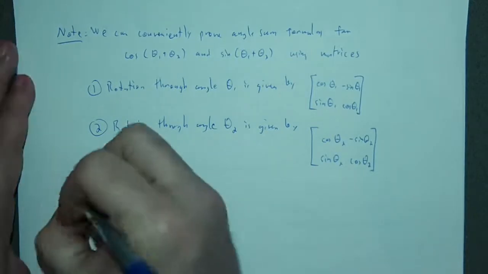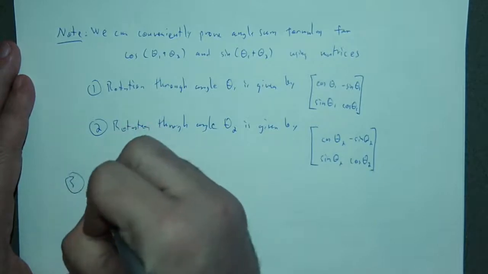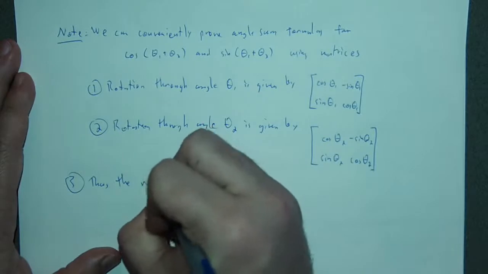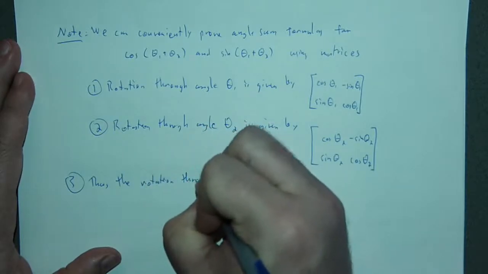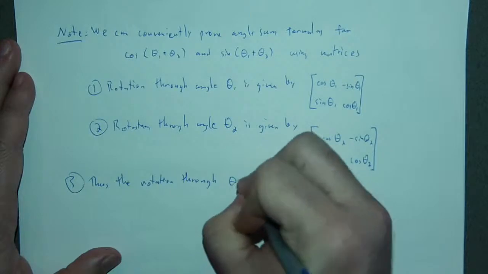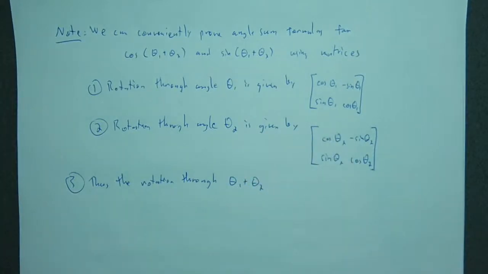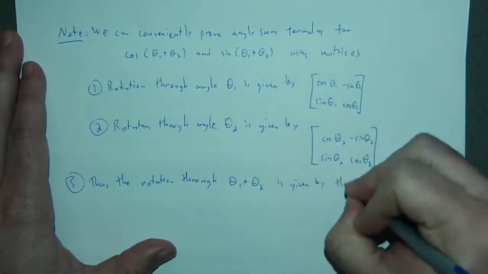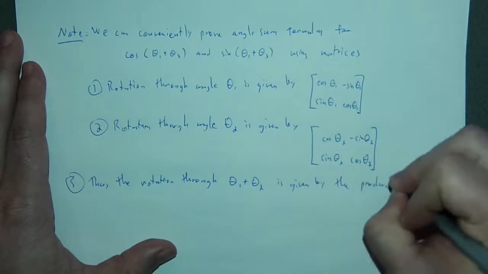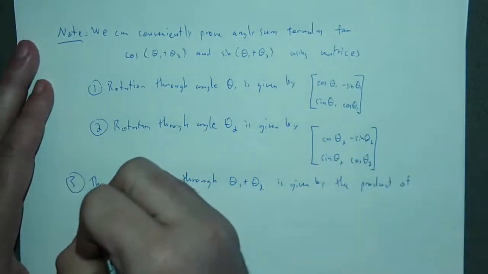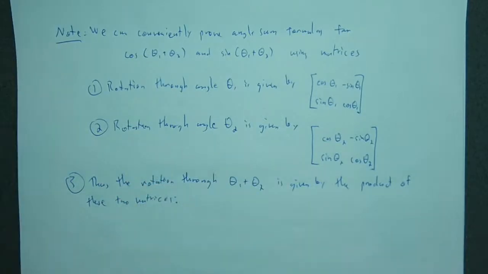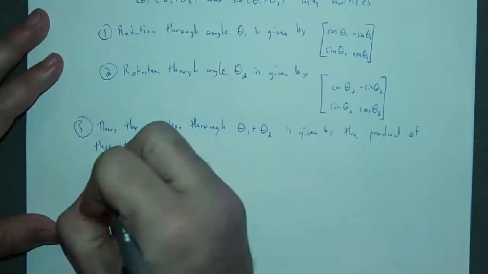All right. Thus, the rotation through the sum of those angles is given by the product of these two matrices. So this is given by the product of these two matrices. Okay, so then we can multiply them together.